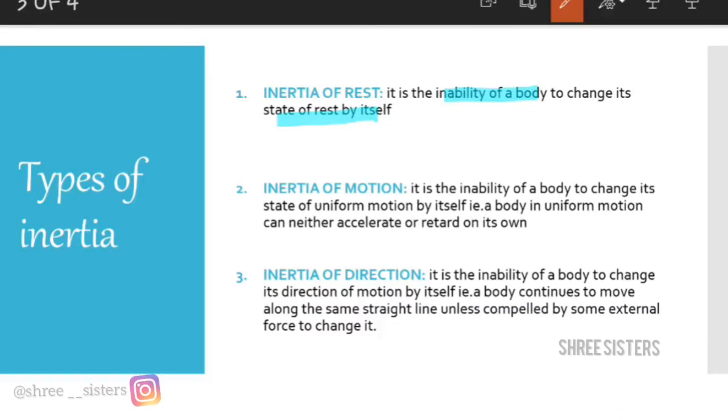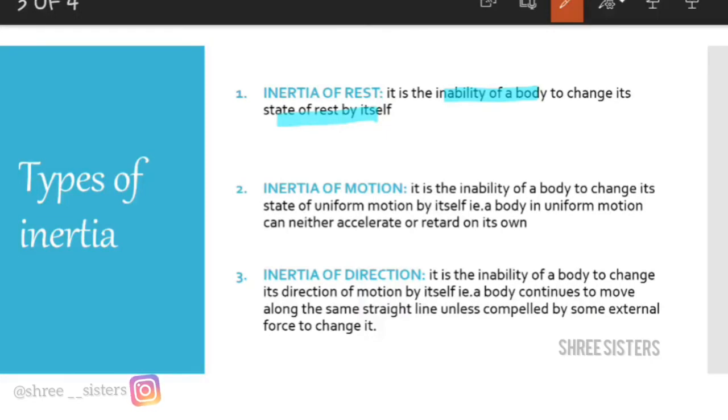And the second example is when you're dusting a carpet. How do you dust it? You dust the carpet with a stick. You beat the stick on the carpet and then dust particles come out. And how does this happen? This also happens due to inertia of rest. When you're beating the carpet with the stick, the carpet will be in motion, right? But the dust particles will not be in motion. They'll remain at rest due to the inertia of rest. But the carpet is moving, so because of the inertia of rest, the dust will fall off the carpet.